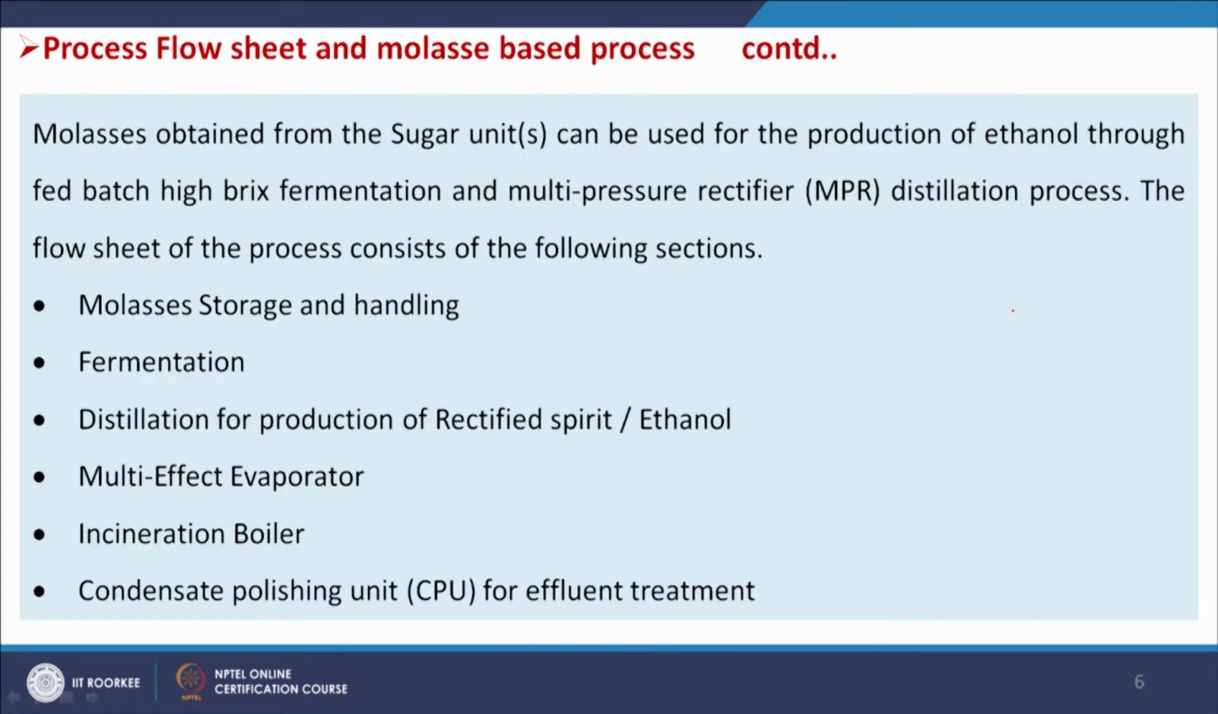Now, if we see the overall process, it has a molasses storage and handling unit, a fermentation unit, distillation for production of rectified spirit and ethanol, and then a multi effect evaporator for the concentration of the spent wash. That condensate will give us water, and the concentrated solid, that is called spent lees, that is called slop, will be used with bagasse for cogeneration, and an incineration boiler will be used for that purpose, and the condensate polishing unit is basically used for the treatment of the effluent or wastewater generated in the plant.